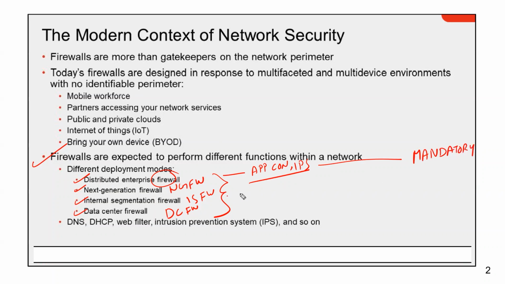Then you have ISFW, internal segmentation. Here you can work with the web filters, the DNS filters, the antiviruses and all that stuff. So that is ISFW. Then you have the DCFW, which is the data center. This works basically on the IPS section, because that is what the data center is all about. So if you have a DC farm, you need to have an IPS.